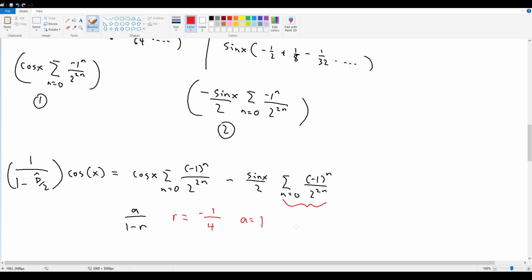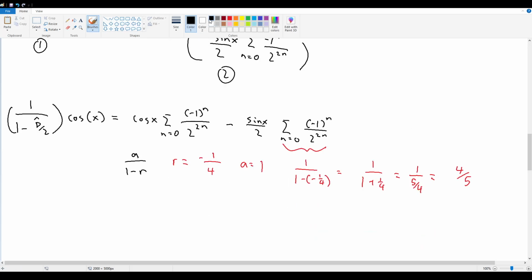So ultimately, this summation is going to equal 1 over 1 minus negative 1/4, which is equal to 1 over 1 plus 1/4, which is equal to 1 over 5 over 4, which is equal to 4 over 5. So if I plug this in for everything, I'm going to get cosine of x times 4/5 minus sine of x over 2 times 4/5. This becomes a 2 at the top, so I'm left with 4 over 5 cosine x minus 2 over 5 sine x, and that's the end of this problem.